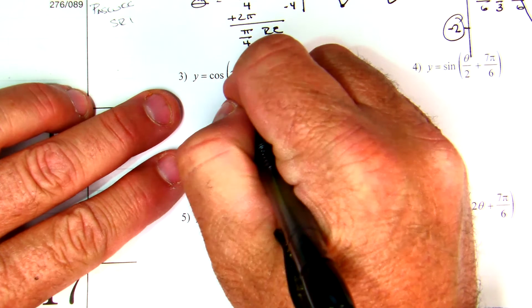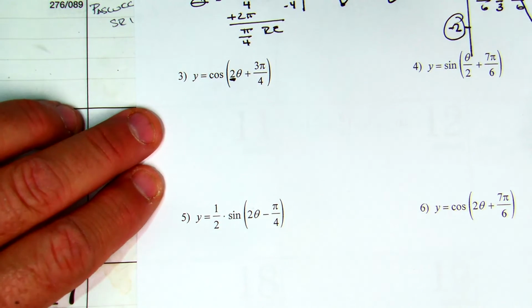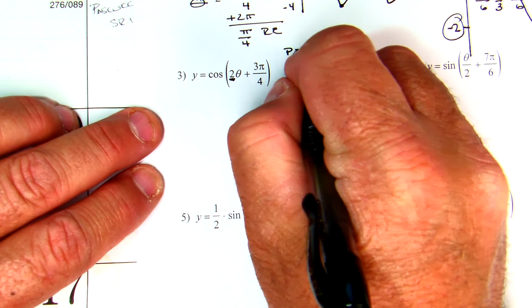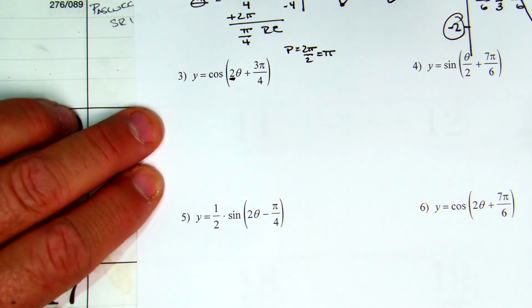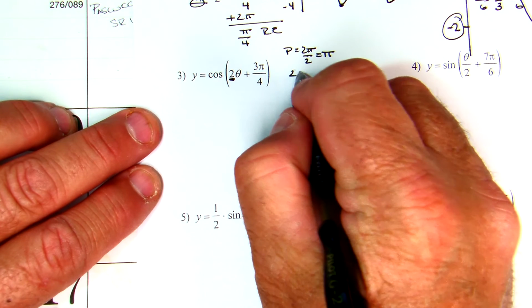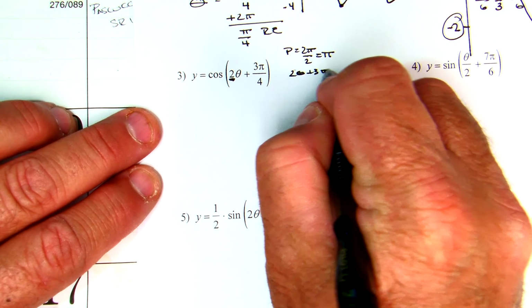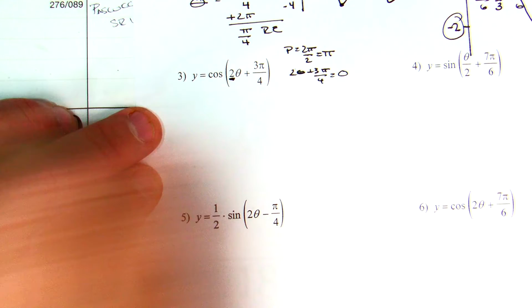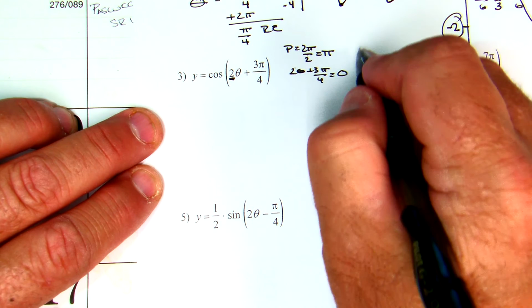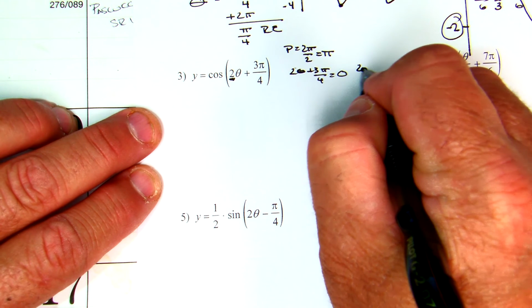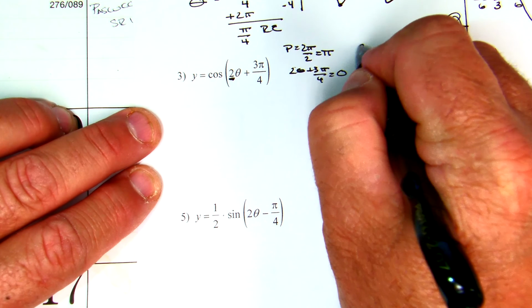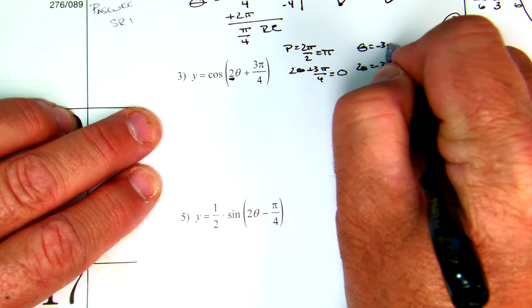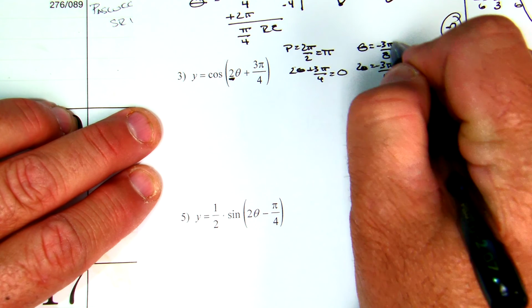Okay, so now I got a coefficient. So now my period is 2 pi divided by 2, which is pi. My left endpoint, 2 theta plus 3 pi over 4 equals 0. 2 theta equals -3 pi over 4. Theta equals -3 pi over 8. So that's my left endpoint.